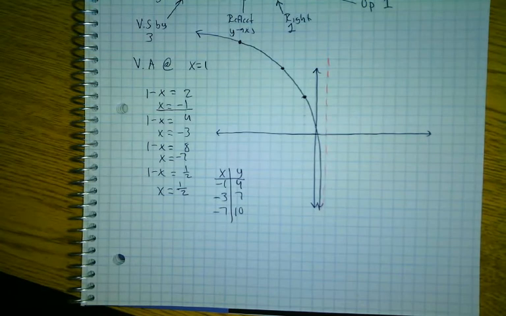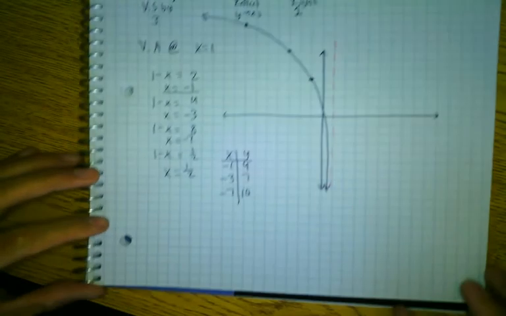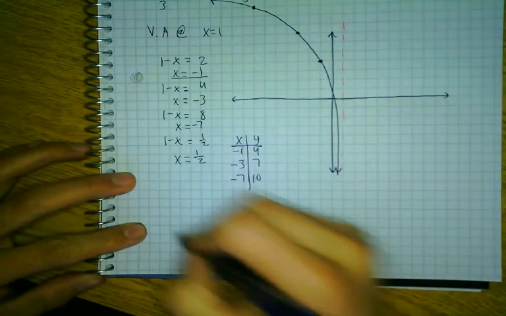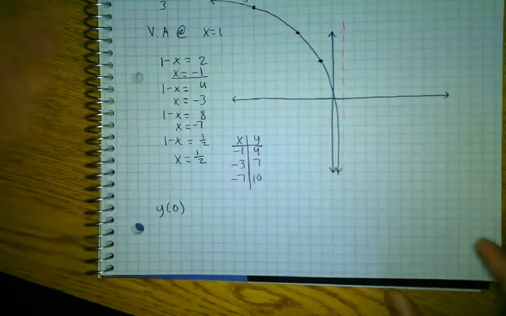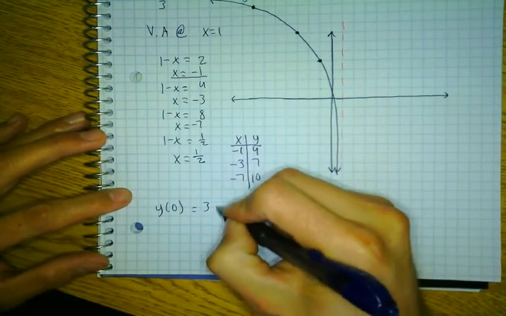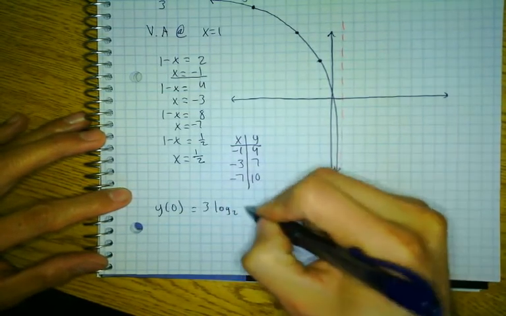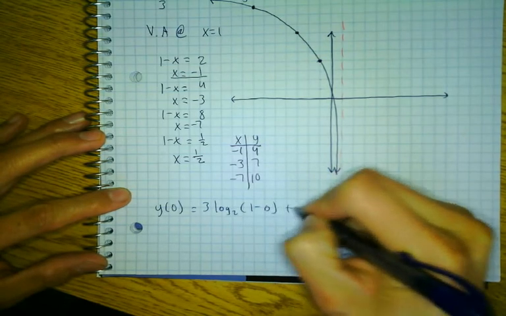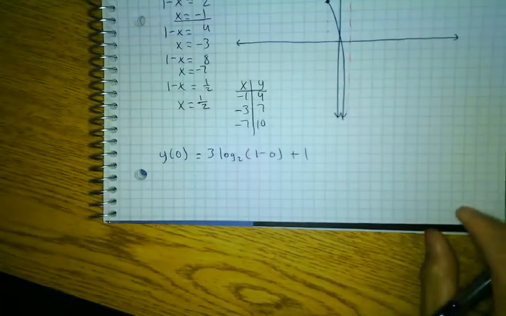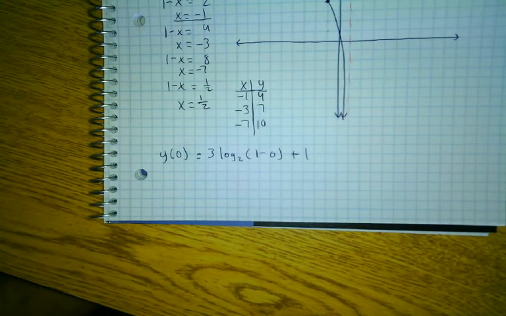Cool? On this problem, I am going to ask you one more thing. There should be no problem finding the domain, right? You're okay with that. The range, you're also okay, right? What if I ask you to find the y-intercept? How would I find the y-intercept? You plug in 0 for x, right? So my y-intercept would be y of 0 is equal to 3 logarithm base 2 of 1 minus 0 plus 1, right? What's the logarithm base 2 of 1? 0, right? So that one came out pretty nicely.